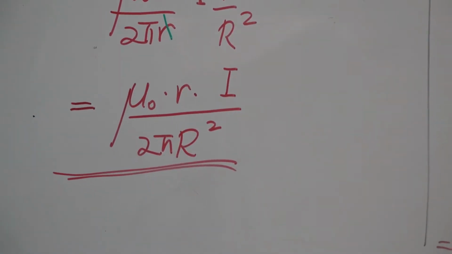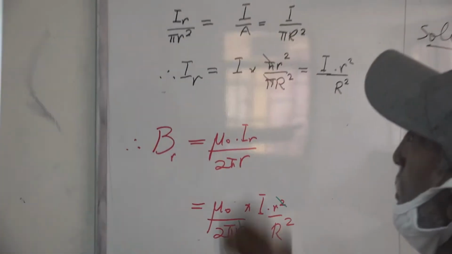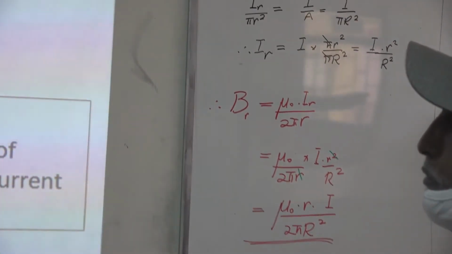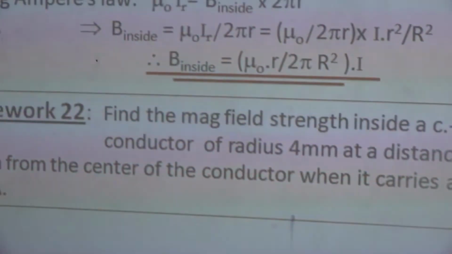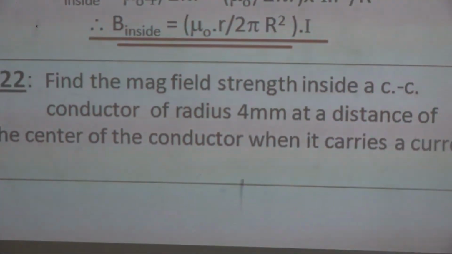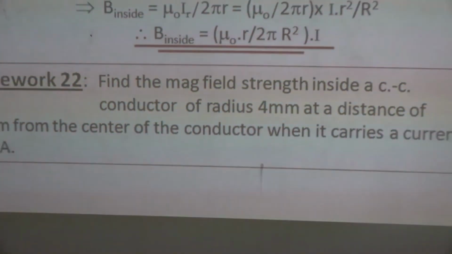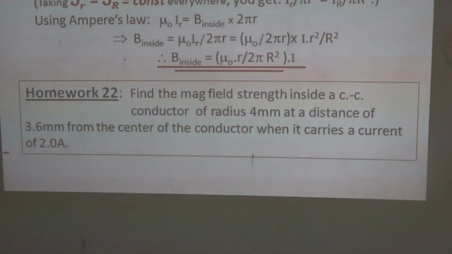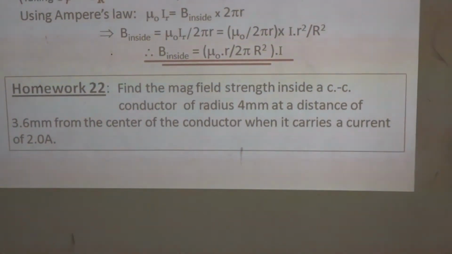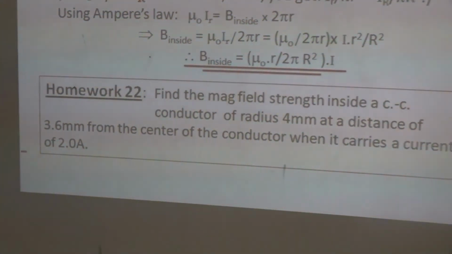So the formula is actually simple, but you have to remember two things: that the current density is constant, and Ampere's circulation law. So let's look at homework 22. It says, find the magnetic field strength inside a current carrying conductor of radius 4 millimeters at a distance of 3.6 millimeters from the center of the conductor when it carries a current of 2 amperes. You see, this is very, very simple. An application of this formula here.